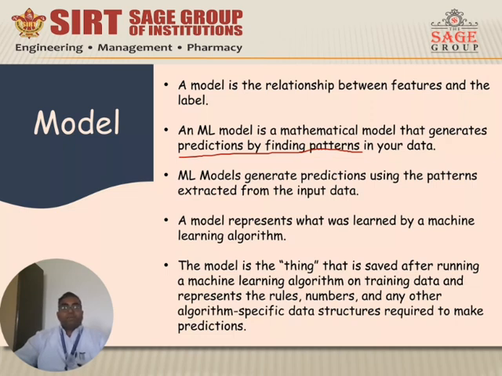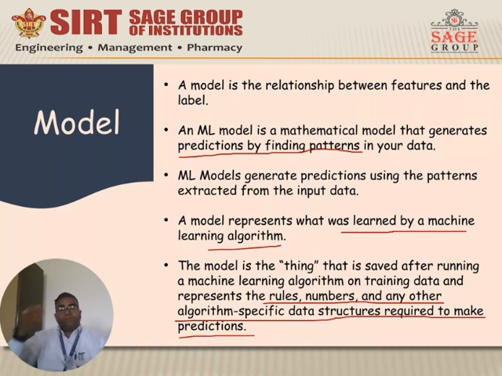A model represents what was learned by a machine learning algorithm. It means that when we put data in to make a machine learn, the model represents what the machine learning algorithm learned. The model is the thing that is saved after running a machine learning algorithm on training data, and it represents the rules, numbers, and any other algorithm-specific data structures required to make predictions.